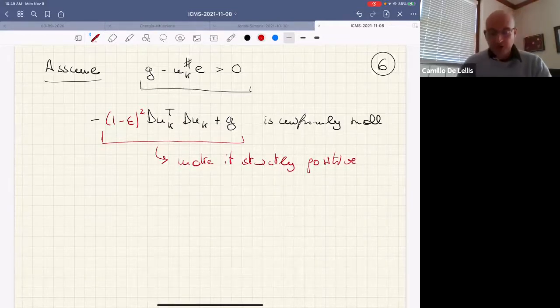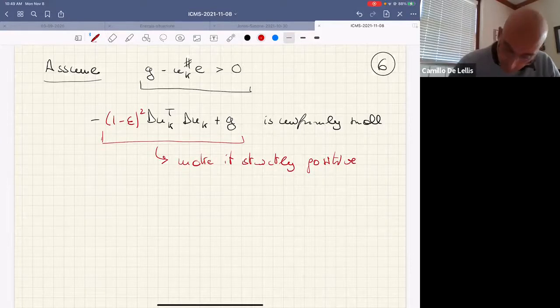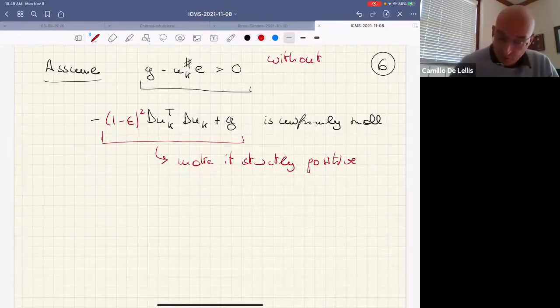So this discussion is also to say that even if you don't see at the moment the reason for assuming this condition, for sure, what I can tell you is that if I'm able to close my scheme, I can assume this condition without loss of generality.